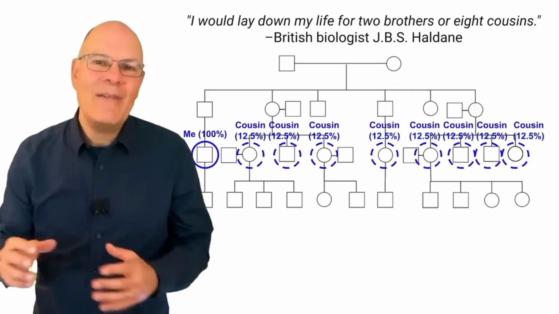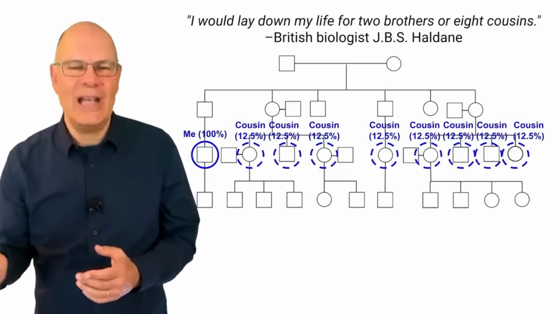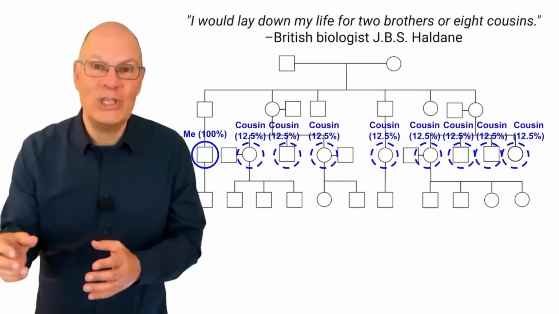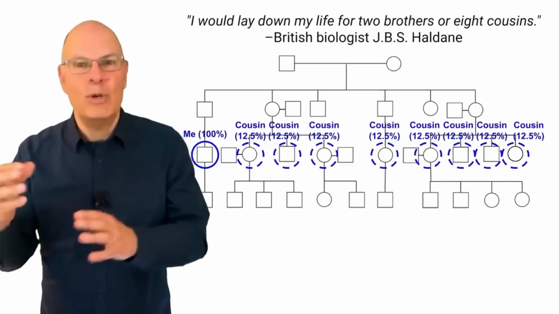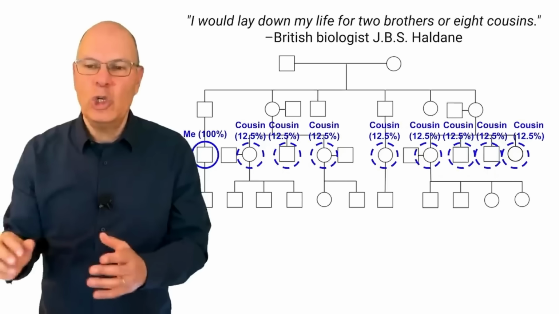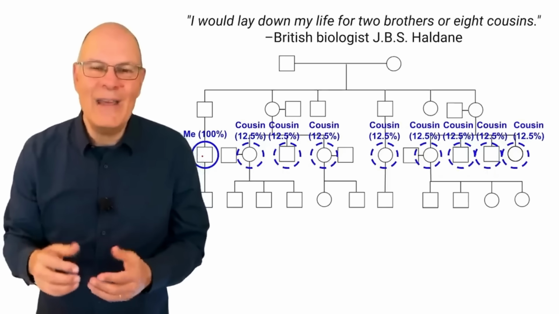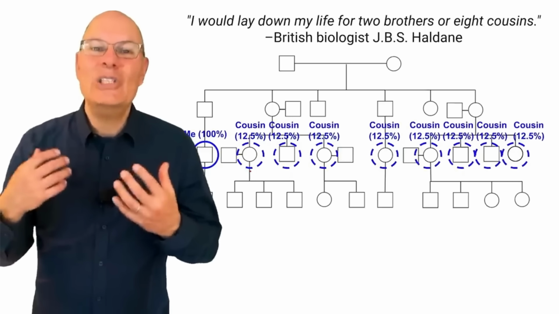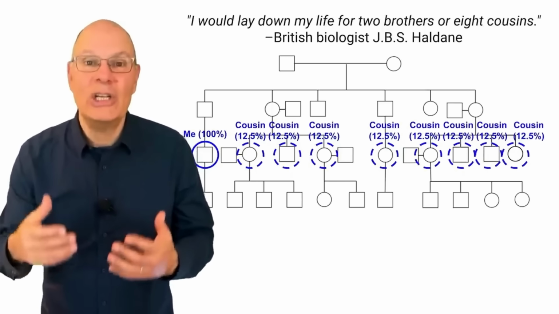siblings. I have a 12.5% relationship to each of my cousins. And just think about the fact that you have a 25% relationship to your aunt or uncle, so you'd have a 12.5% relationship to their children. Again, it makes sense for me to lay down my life so that 8 of my cousins would survive and continue to pass on my genes within our shared gene pool.